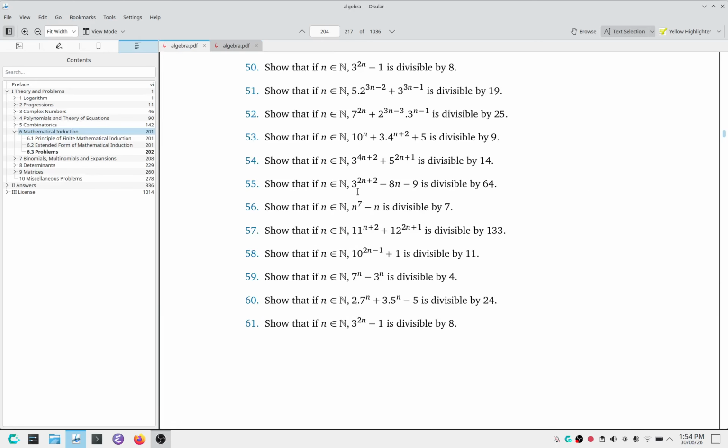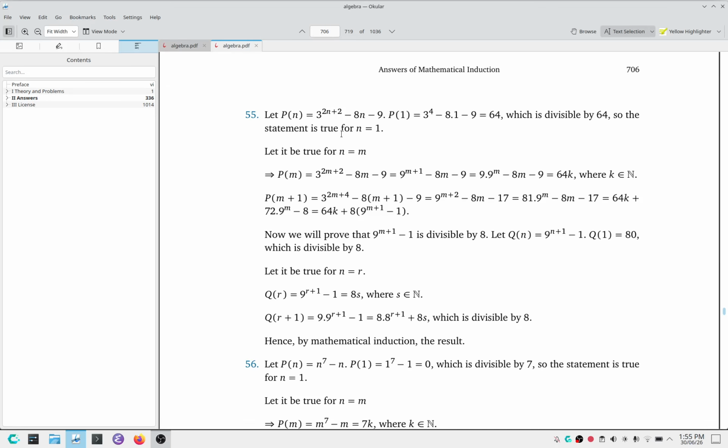Question 55, the expression this time is 3 raised to the power 2n plus 2 minus 8n minus 9, and the divisibility criterion is 64. So we let Pn be equal to the given expression. We put n is equal to 1. We get 3 raised to the power 4 minus 8 into 1 minus 9, that is 64, which is divisible by 64. And hence it is true for n is equal to 1.